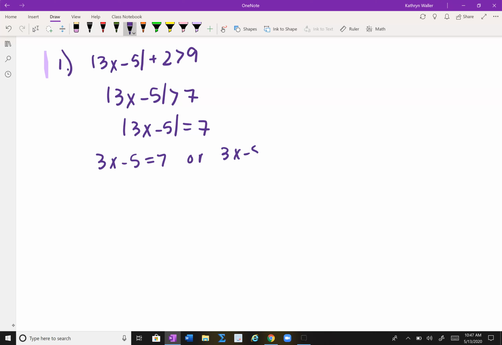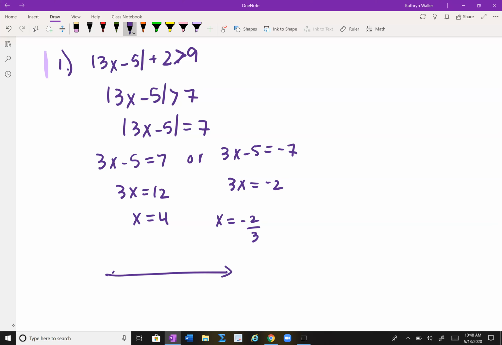And the 3x minus 5 could be 7 or negative 7. Move the 5 over. 3x equals 12. Divide by 3. X equals 4. Come over here. 3x equals 5 comes over and becomes a positive negative 2. And you have x equals a negative 2/3. Now, you're not done because the original problem was an inequality.